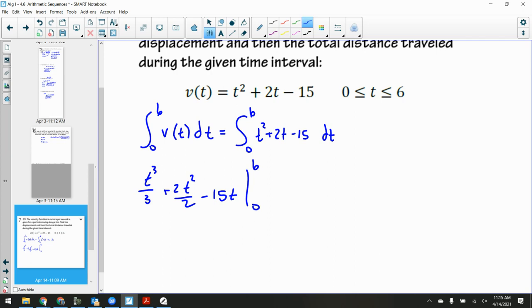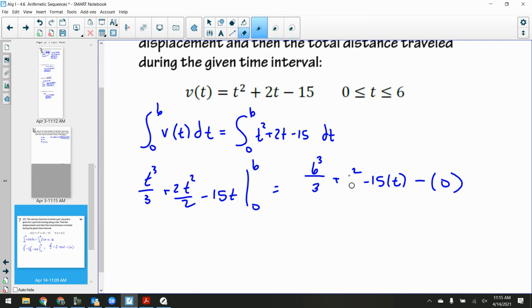Will you follow me there? So that evaluates to 6 to the third over 3 plus 6 squared minus 15 times 6. And that would be minus 0, but plugging in 0, all that stuff is just 0. Why did I write t? That's a 6. There we go.